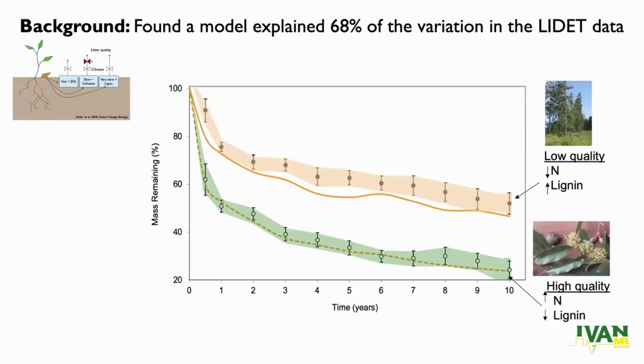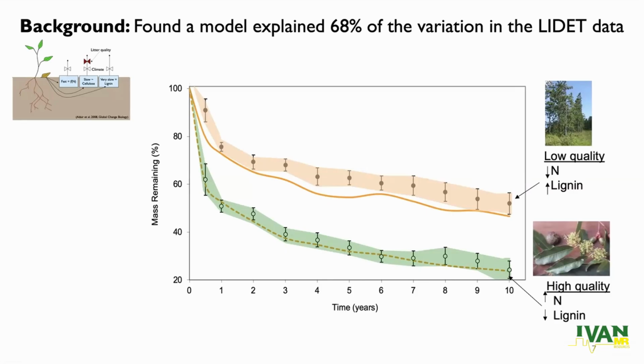So this is just showing you some of the results, hopefully showing you that we did a pretty good job of explaining litter decomposition over time. This is a low quality pine litter with low nitrogen, high lignin, and that tropical high nitrogen, low lignin litter type. The data are the means with the standard error bars, and the model that we came up with are the solid or dashed lines right here. So, pretty decent job there.